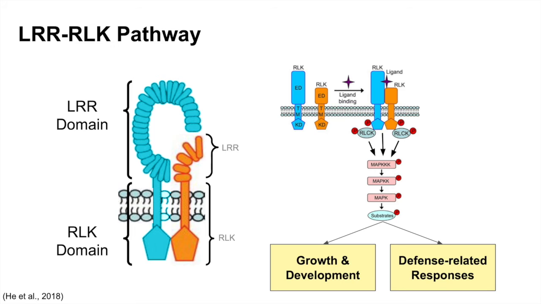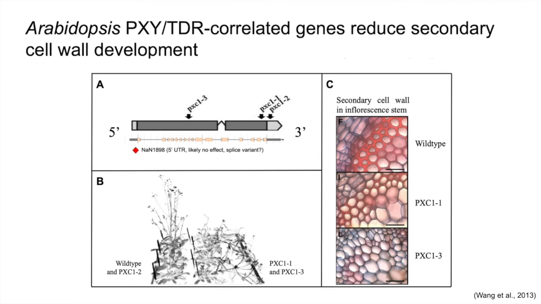Our gene of interest was likely involved in some way or another with the LRR-RLK function and signaling pathways, and this conserved domain was used as a base for literature searches in order to understand the functions of these domains across various species. There are a bunch of known LRR-RLK genes that have known functions to play a role in cell growth and development. Specifically in Arabidopsis, there is the PXY-TDR correlated genes, and they are known to reduce secondary cell wall development.